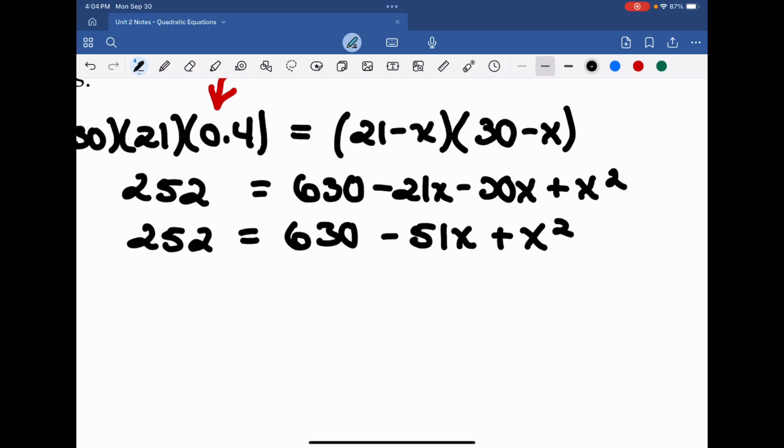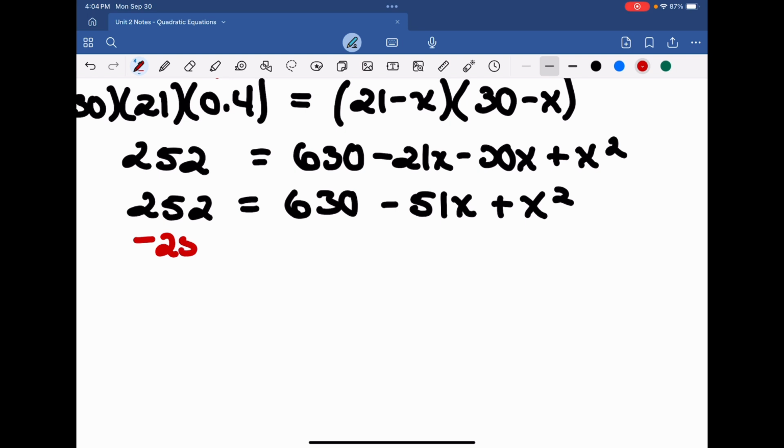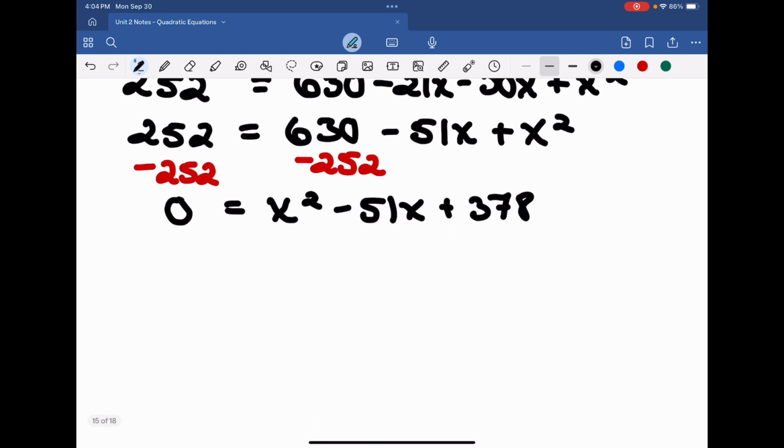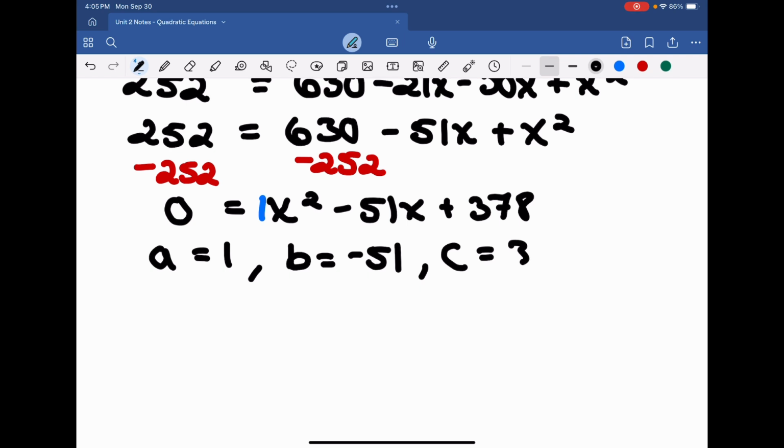Now, we want to move all the terms onto one side. Our x squared is positive on the right, so let's keep it there. I'm going to subtract 252 from both sides. So if I subtract 252 from both sides, I get 0 is equal to x squared, in descending order, minus 51x. 630 minus 252 gives me positive 378. All right, now we have an a, b, and c. A is equal to 1 because 1 is the coefficient on x squared. Our b value is equal to negative 51. Our c value is our constant, which is 378.